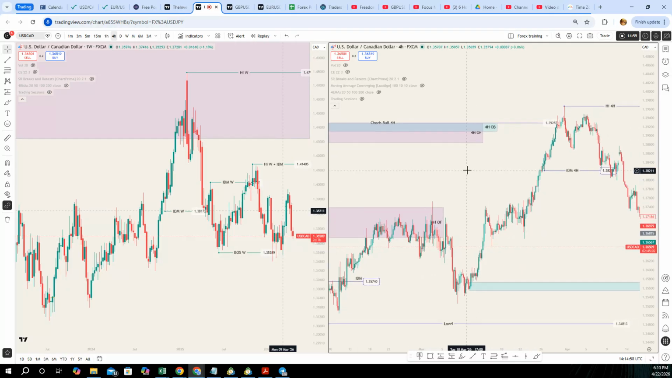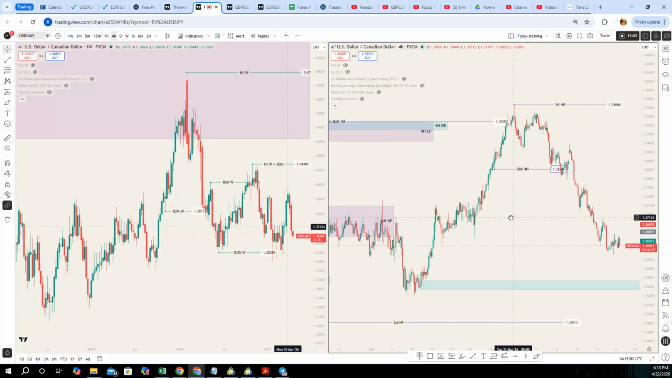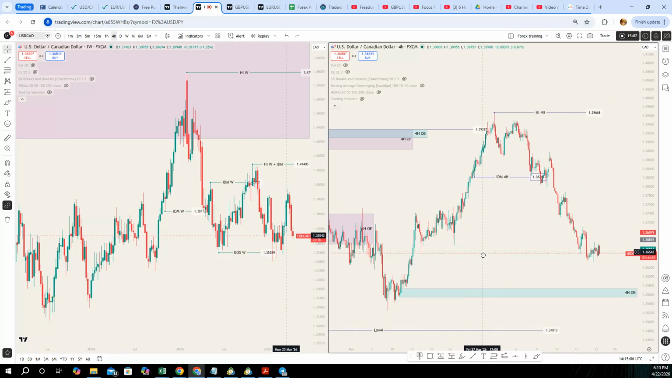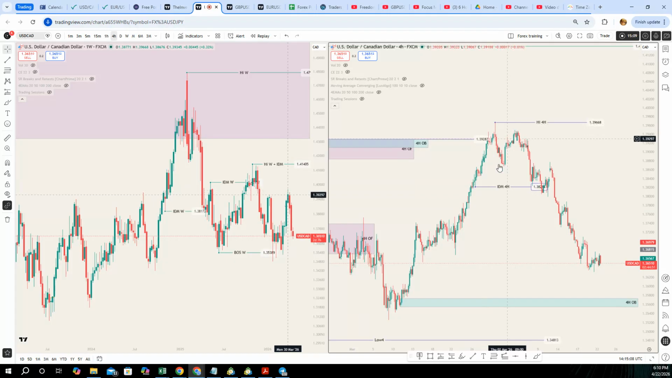The high has been hit, so now we have a change of character, a bullish change of character. Okay, so the low stays the same here, and we need to find a new high. So this is the new high.